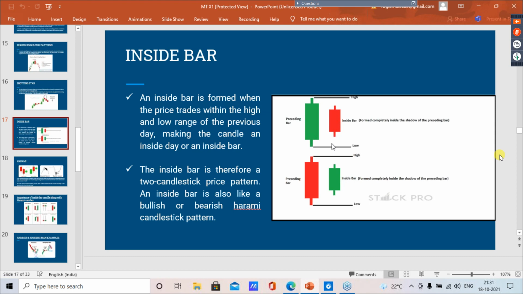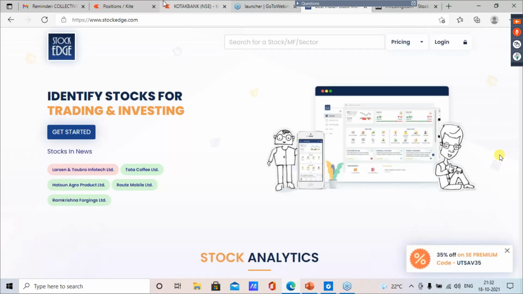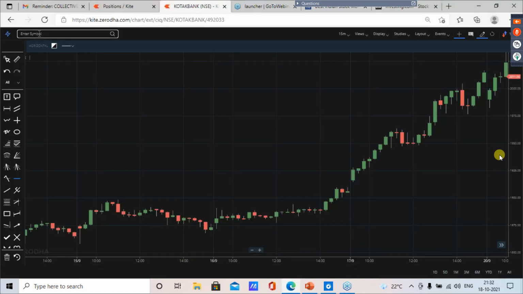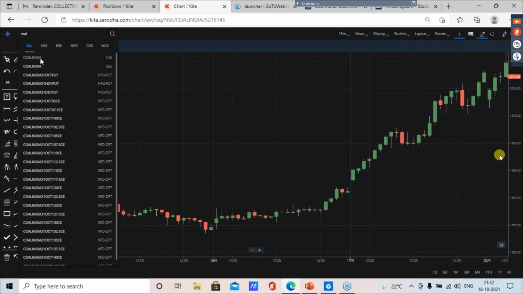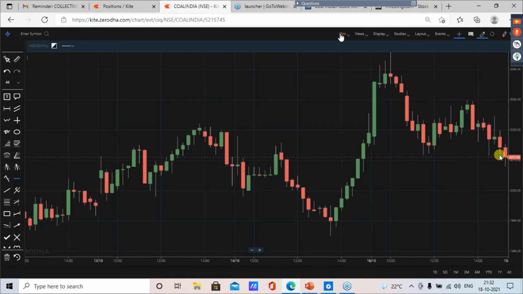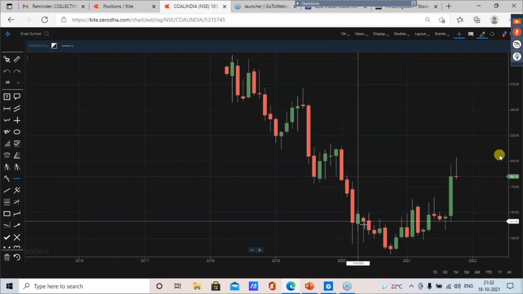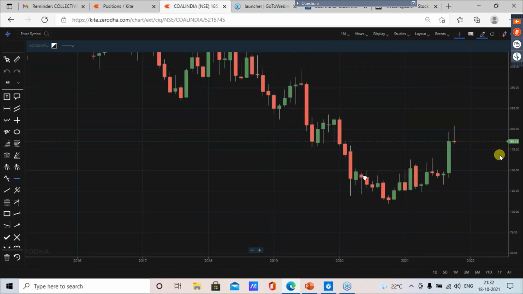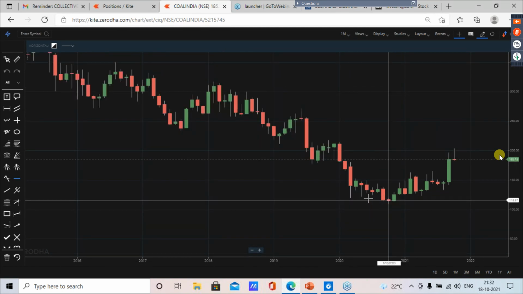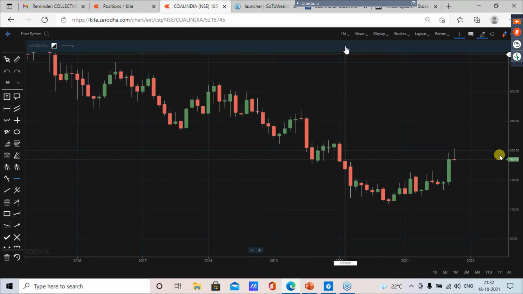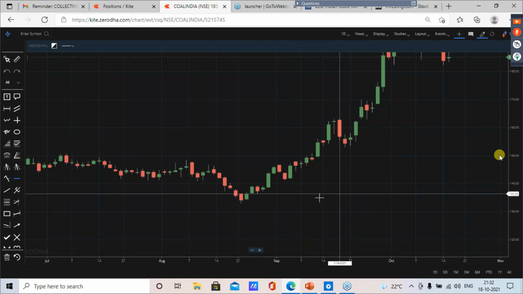It works beautifully in all time frames. For intraday, we use it on 15 minutes. Say, for example, if you're trying to find a swing investment, I'll just go for Coal India. We'll see, can we find it? After a downtrend, there was a small hammer, but I'll just take the daily time frame.